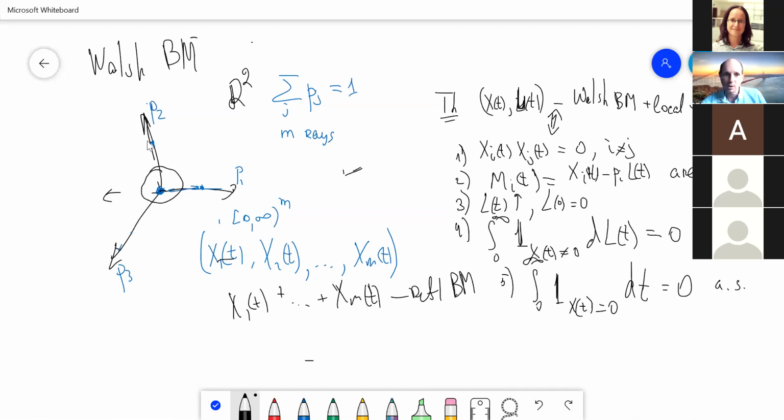So this multidimensional process spends 0 time at 0. Okay, this theorem follows from a result of Barlow, Pitman, and Yor, 1989.